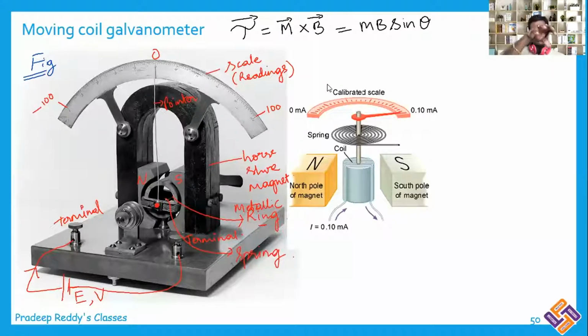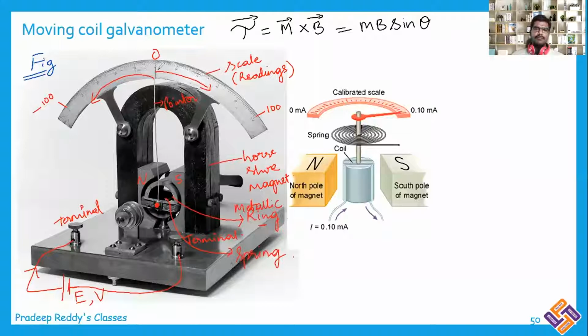Because of that torque, it will undergo rotation. That metallic ring will undergo rotation. And whenever it is rotated, the pointer here will be rotated right side if current is in clockwise direction. Similarly, you can reverse the direction of current. If you are reversing the direction of current, the pointer will show deflection left side.